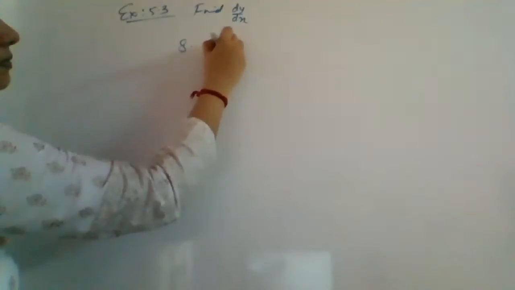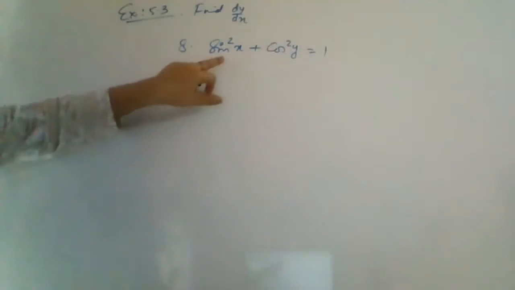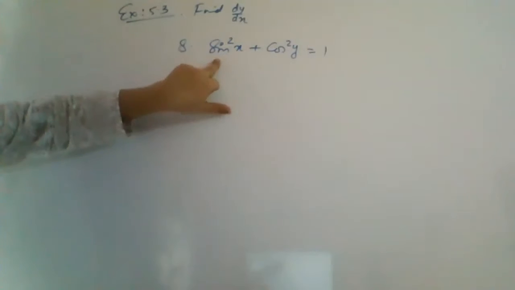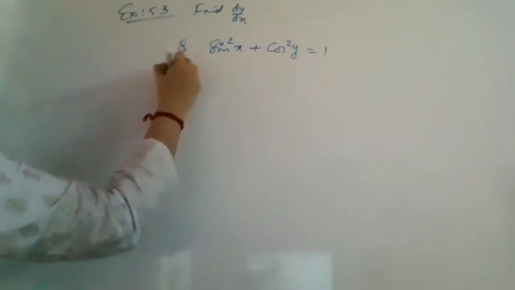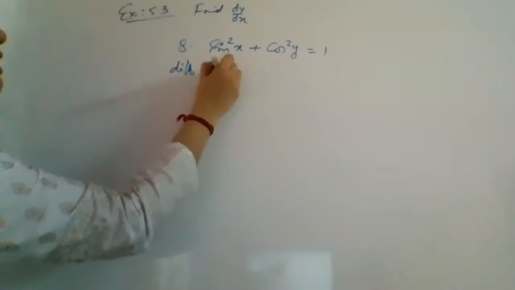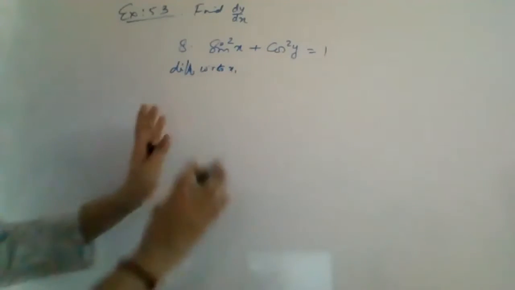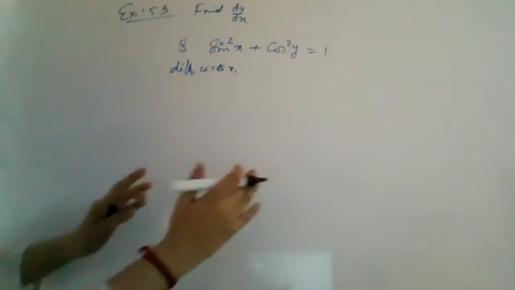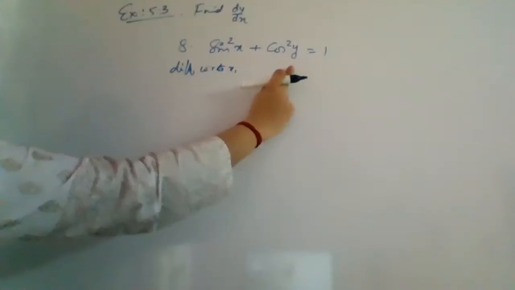Eighth one, sine square x plus cos square y is equal to 1. Now for this, here you can directly do, because it is with respect to x only. The angle is also x. Here you have a y term, so you'll get a y dash term. Differentiate with respect to x. This is also actually your explicit form. You can just write cos square y is equal to, but you cannot directly write y dash is equal to. There you will get some term together with y dash.